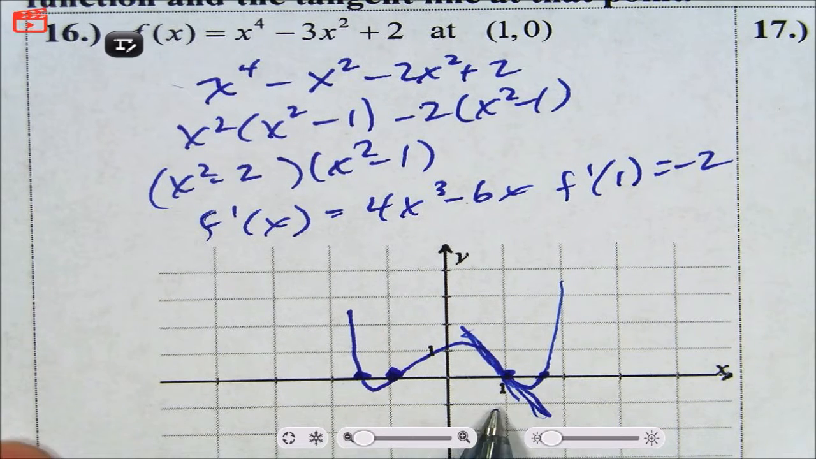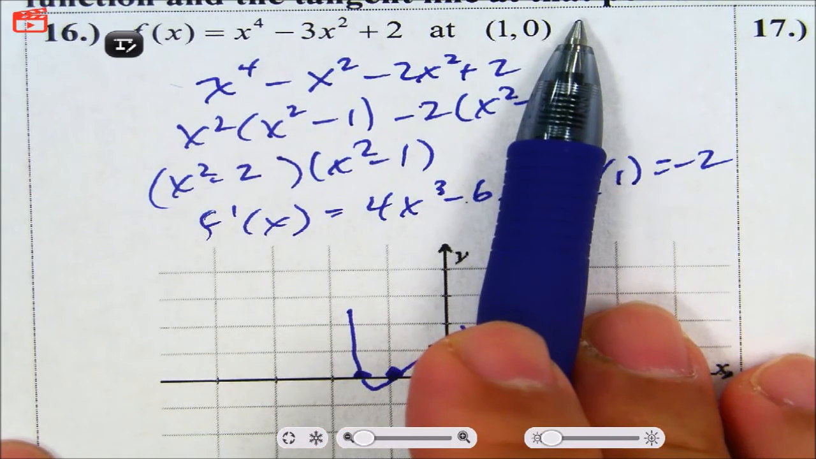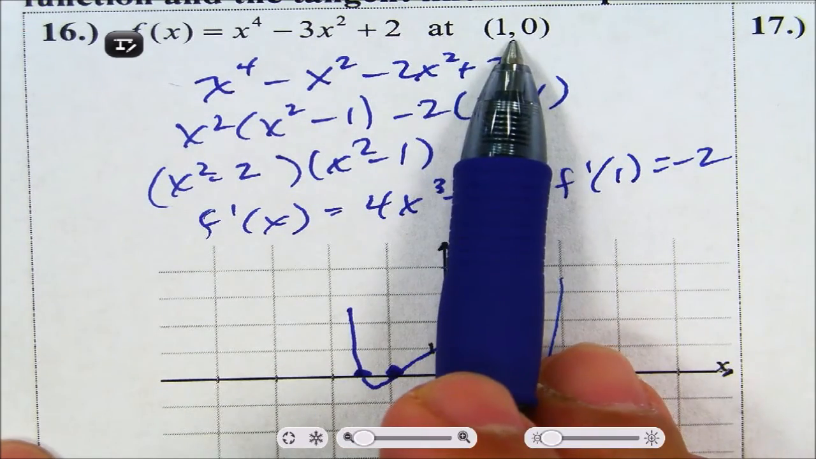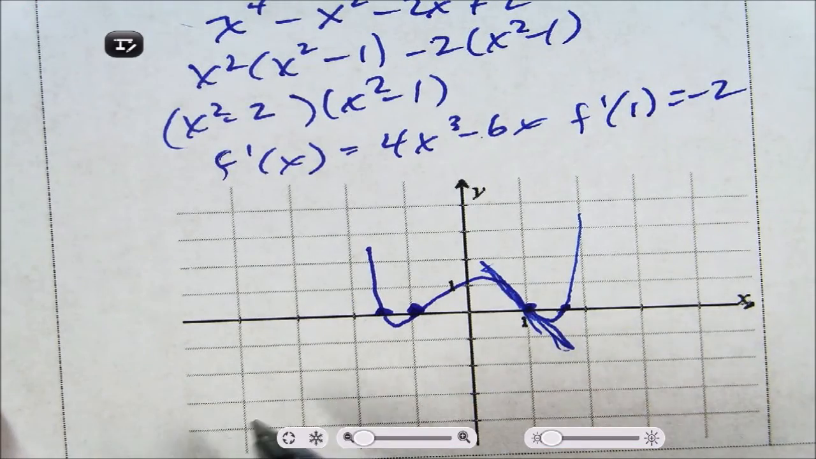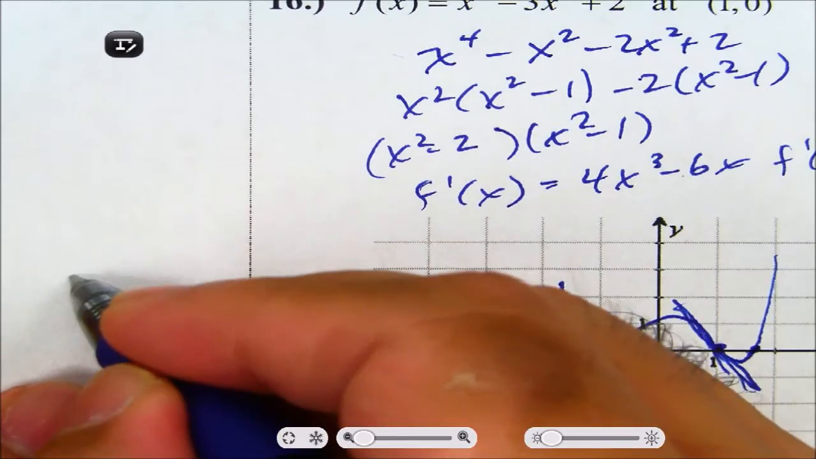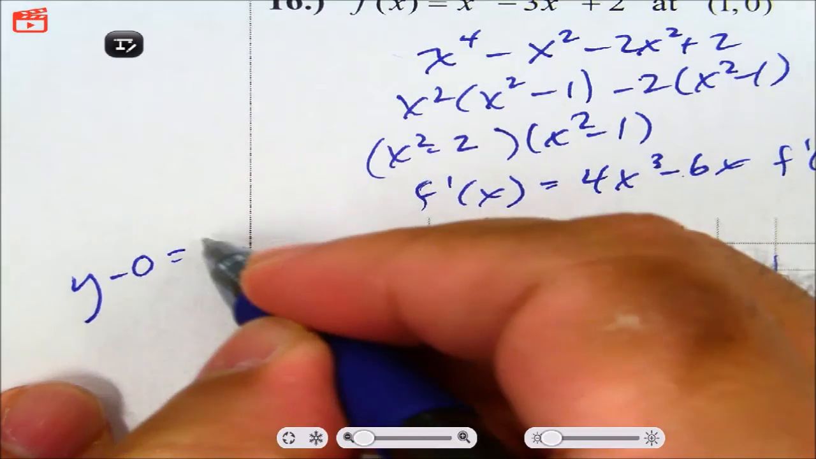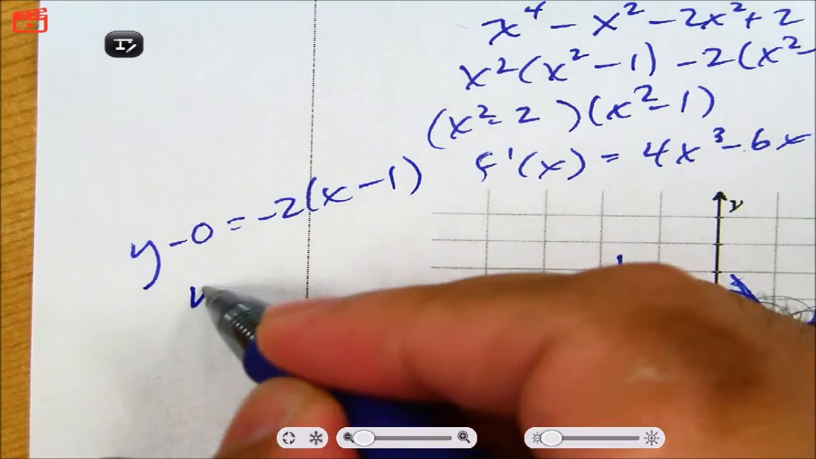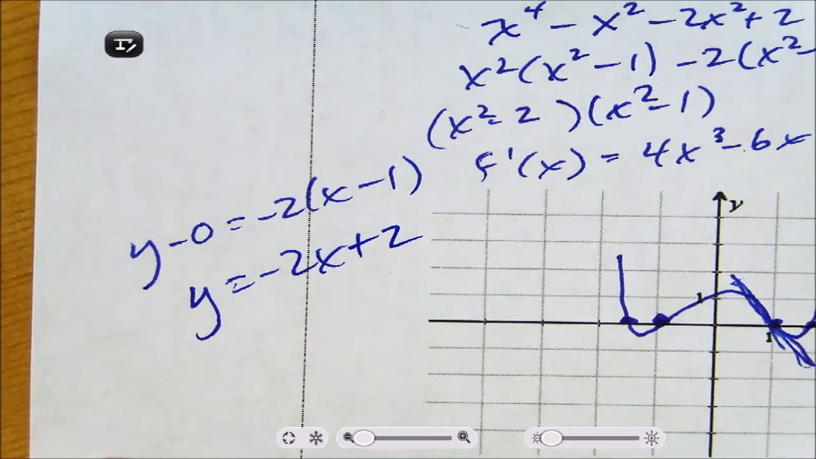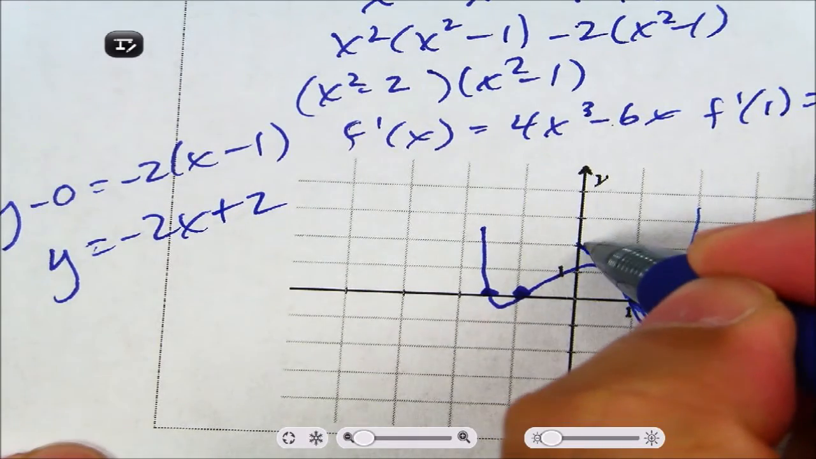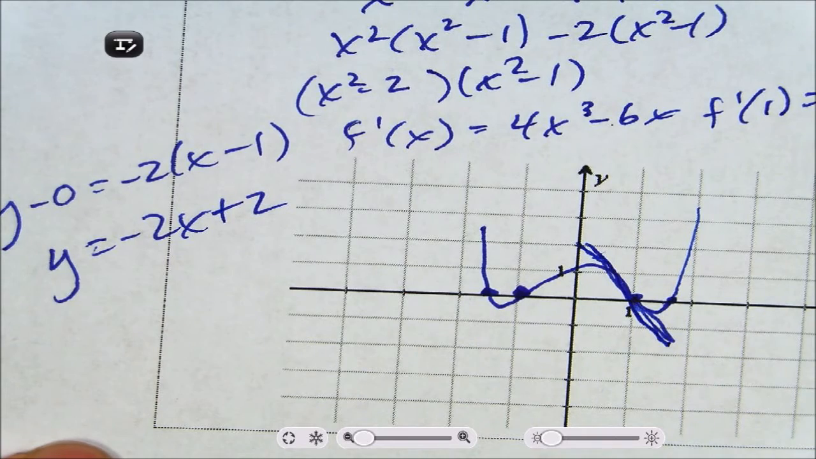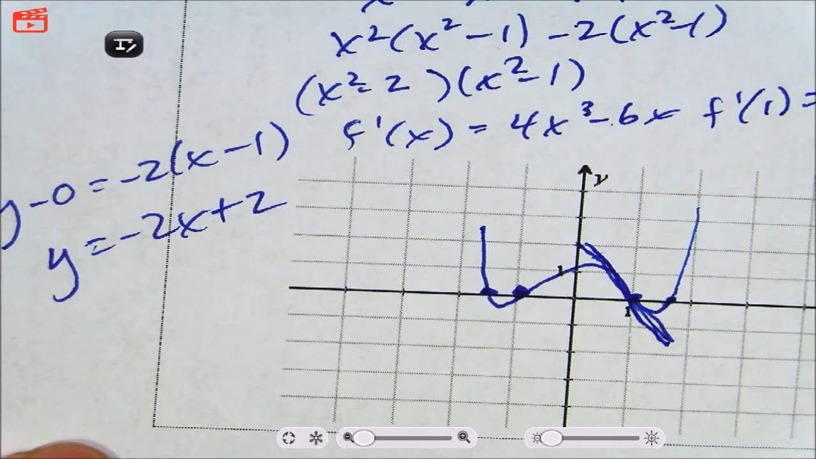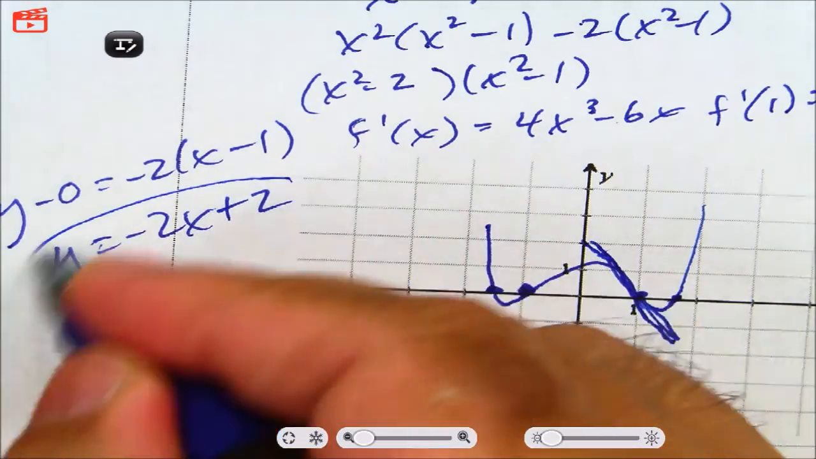All right. Anyways, moving on, because it says find the equation of the tangent line. So we have the slope is -2, and the point is 1, 0. So this is going to be y minus 0 equals -2 times x minus 1. You can clean that up a little bit. y equals -2x plus 2. Ooh, look, that's really close, and that was just an estimate. So it's our final answer. There's the equation of the tangent line, and there's the graph.